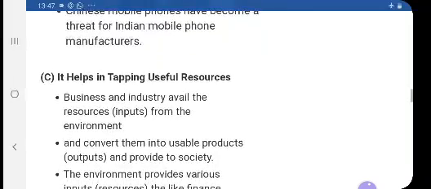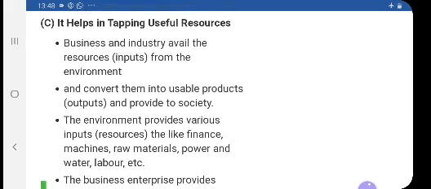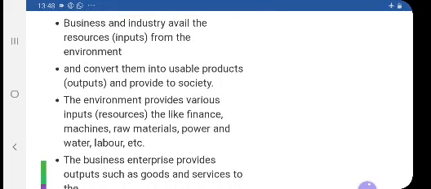And next is, it helps in tapping useful resources, as all the business and industries avail the resources like input from the environment and convert them into the finished product and provide it to the society. So this is what the business unit does: use the resources of society and finally give the final product to the society.